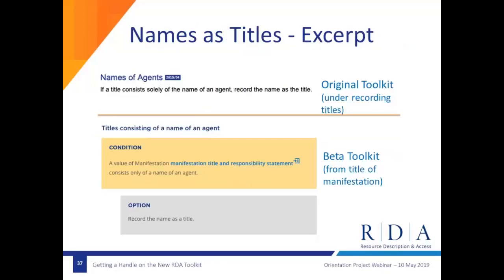For names as titles, this is an excerpt to show you how some things are similar and how they are different. Names of agents under recording titles. If a title consists solely of the name of an agent, record the name as the title. That really is an if-then statement that isn't presented as such in the original toolkit. Now this is clearer in the beta site. Under titles consisting of a name of an agent from title of manifestation, you have the condition clearly labeled. A value of the manifestation title and responsibility statement consists only of the name of an agent. And then you have the clear option, record the name as the title.